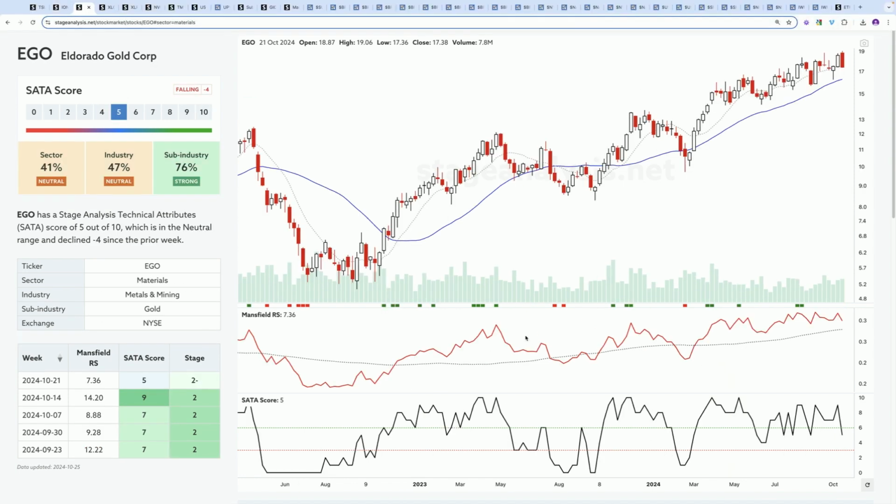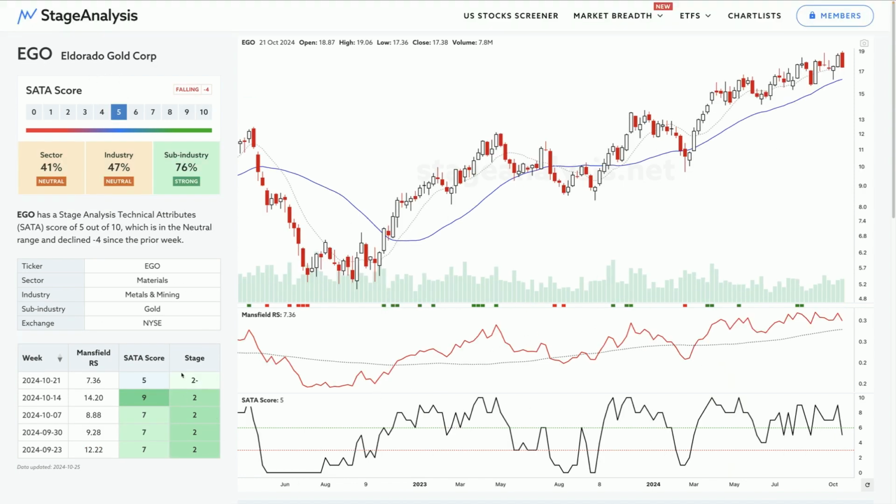So if we move on to another one, for example, we can see EGO has now moved to what we call stage 2 minus.